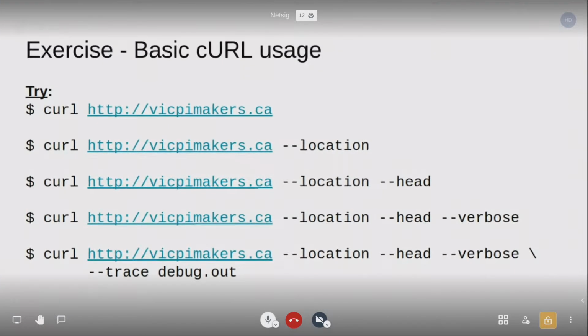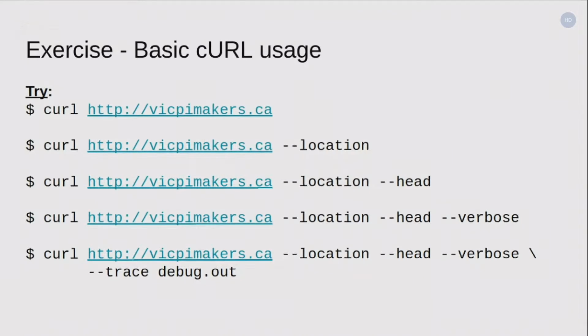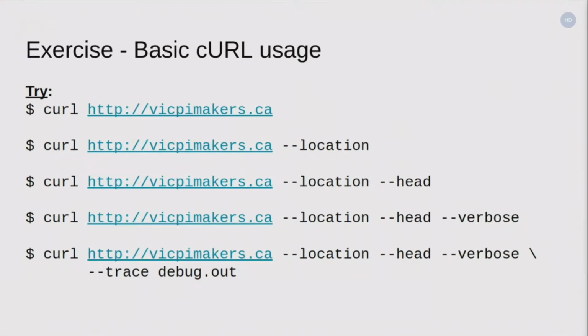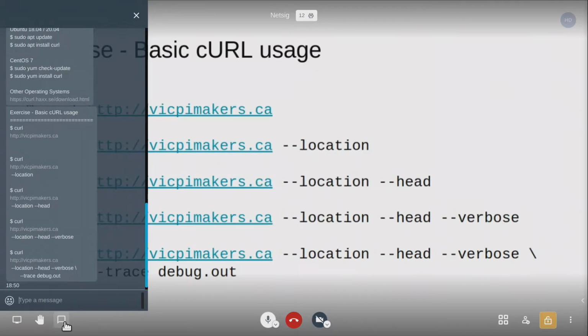So this is the first exercise. We're going to do some basic curl usage, and we're going to use the vicpimakers.ca site to do some of these examples. I will cut and paste these. Hopefully I can get them into the comments window here. Yeah, looks like they'll go. Then we'll take a couple minutes and then we can have a discussion about them. So why don't you give these ones a try? Really what I'm trying to get you to do here is take a look at each individual invocation of the command and try to understand the differences that you're seeing, and then we can talk about that.